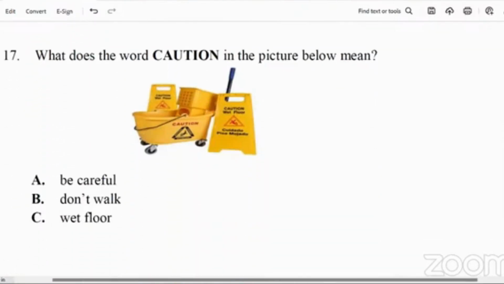17. What does the word caution in the picture below mean? Does it mean be careful, don't walk, or wet floor? All right, so caution, it's telling you to be careful, okay? Because even in the picture, it says wet floor under it. So it wouldn't be meaning wet floor if you still have wet floor there. It's telling you to be careful. So the answer is A.